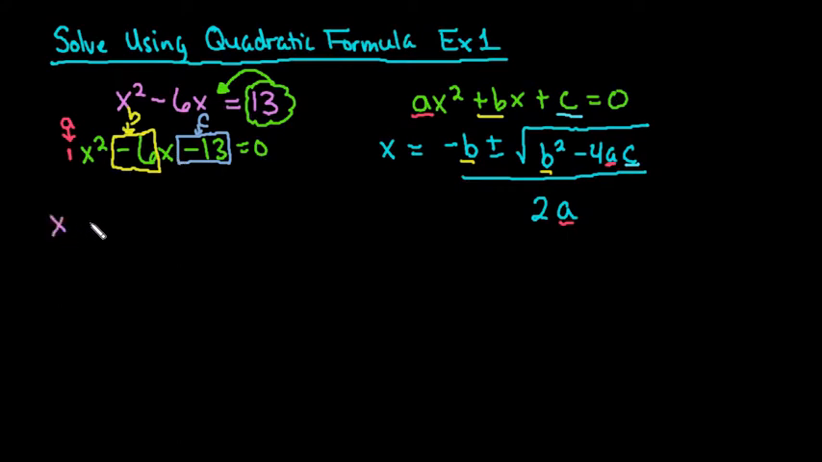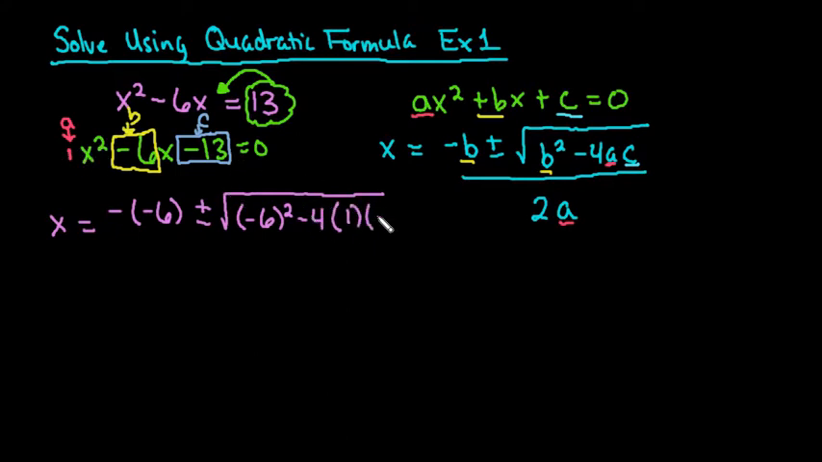So we have x equals negative negative 6. Really I could have just written positive 6, but if I go directly to 6, you won't know where that came from. So it's always the opposite sign. And then you would do this square root: negative 6 squared minus 4 times my a term, which is 1, times my c term, which is negative 13, all divided by 2 times my first term, which is 1.